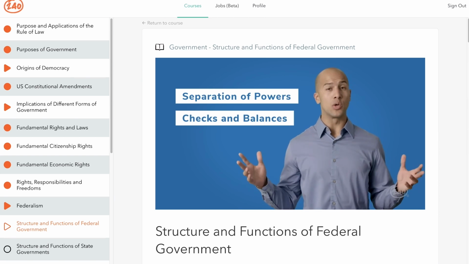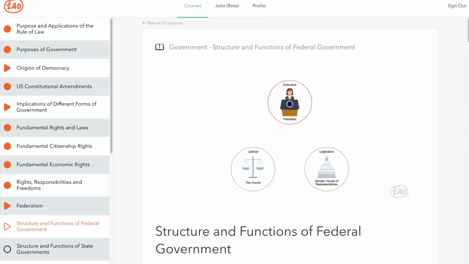Let's discuss these 2 concepts more. In order to protect from corruption and a dangerous concentration of power, the Constitution separates the various powers of government into 3 distinct branches. The legislative branch makes laws, the executive branch enforces laws, and the judicial branch interprets the meaning of laws. This describes the separation of powers.